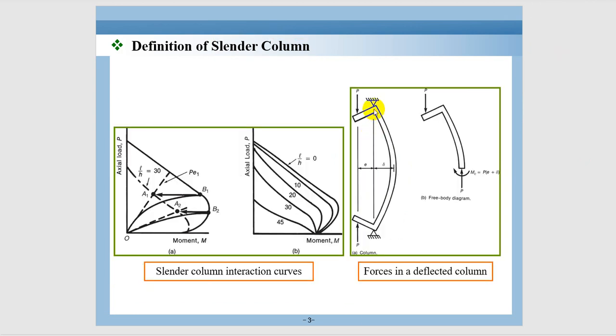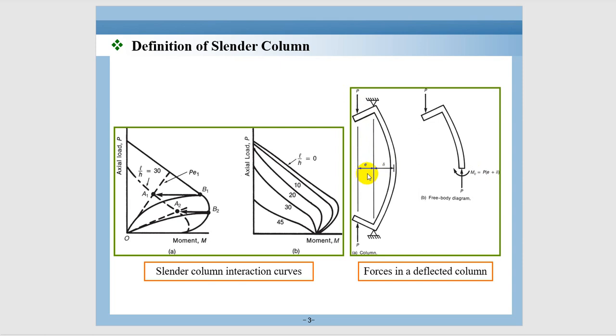Okay, so we have this column. We have a pin restrained column here. We apply the P and we expect a delta from here to here, from the center of the column to the extreme face of the column, called a delta, which is considered as a secondary deflection. So we have a moment here, P times e. This is the original moment induced by the original eccentricity.